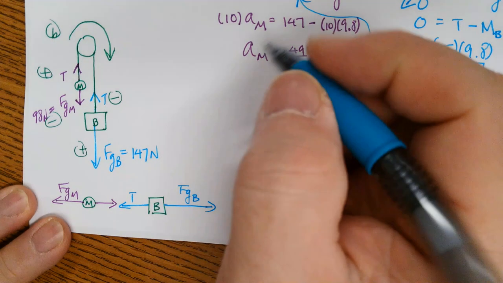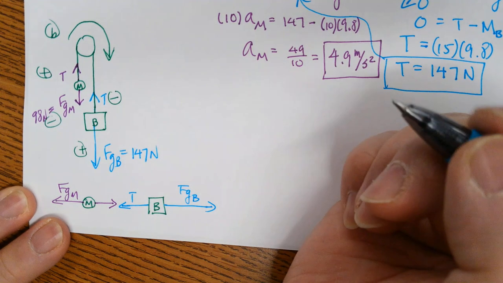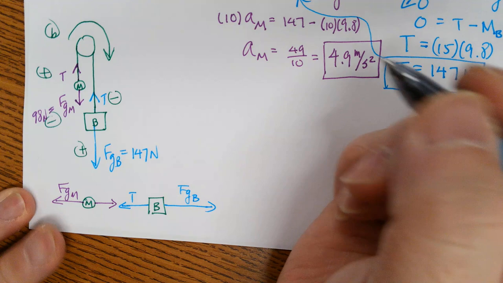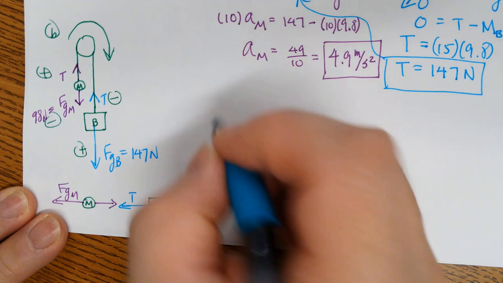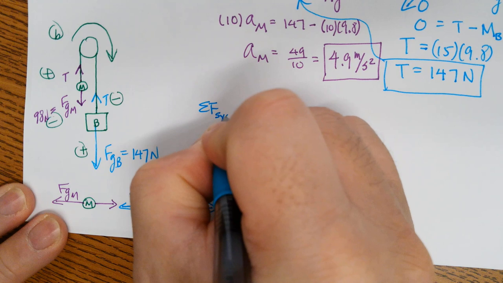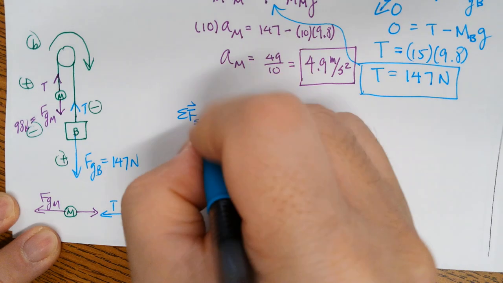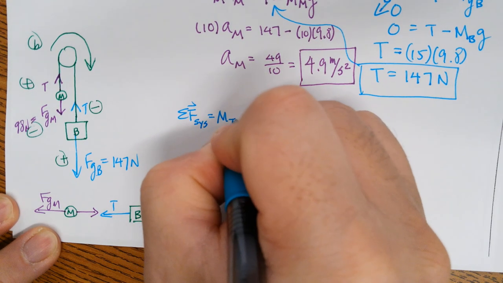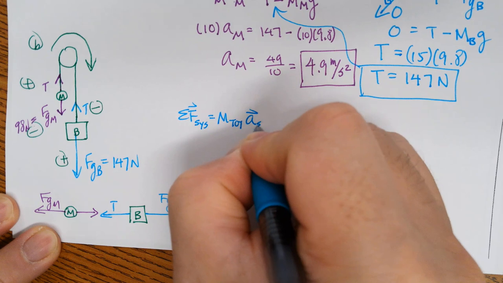So, what's going on? The sum of all forces for the system is equal to the total mass times the acceleration of the system.